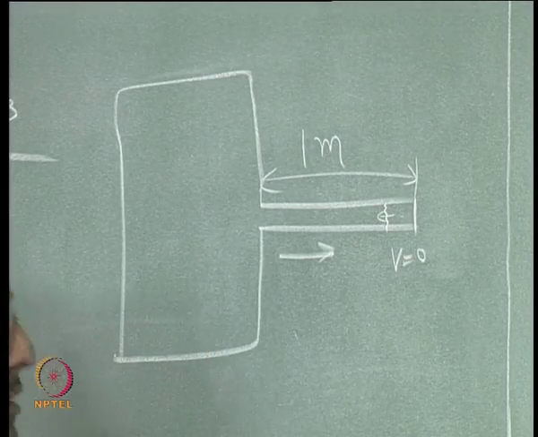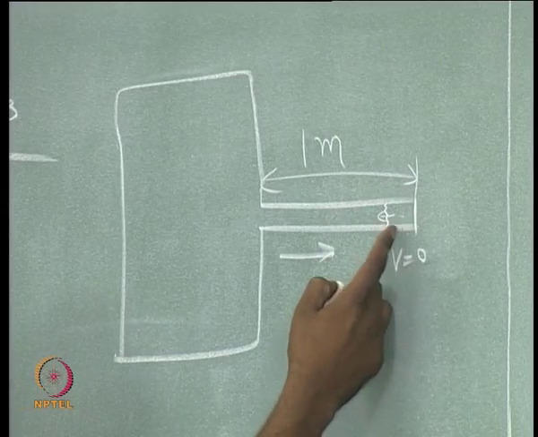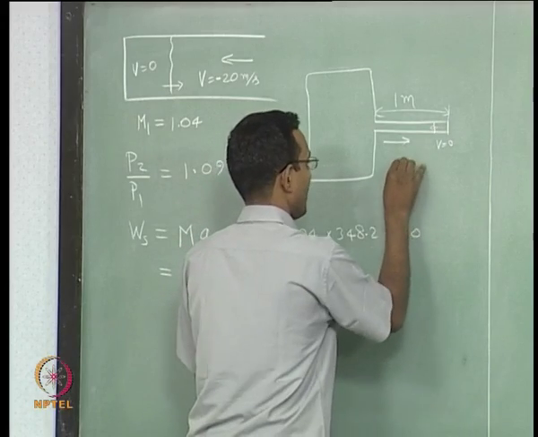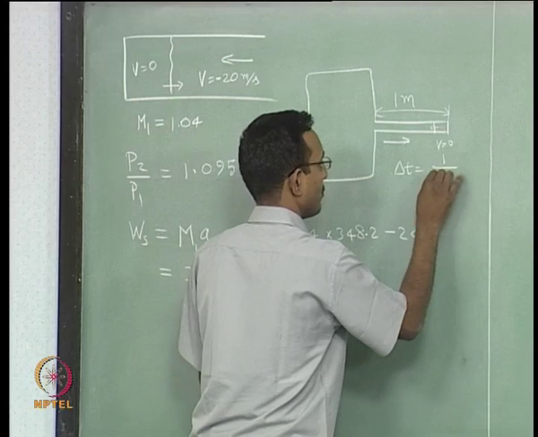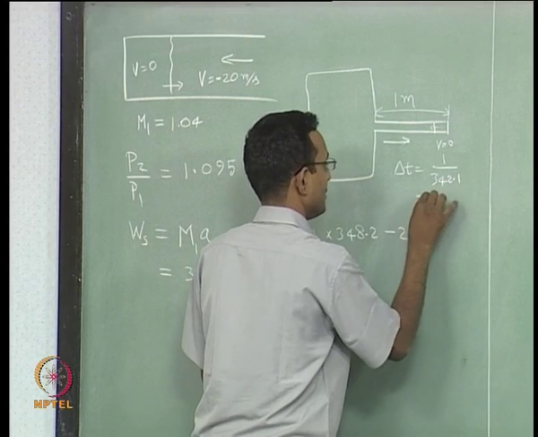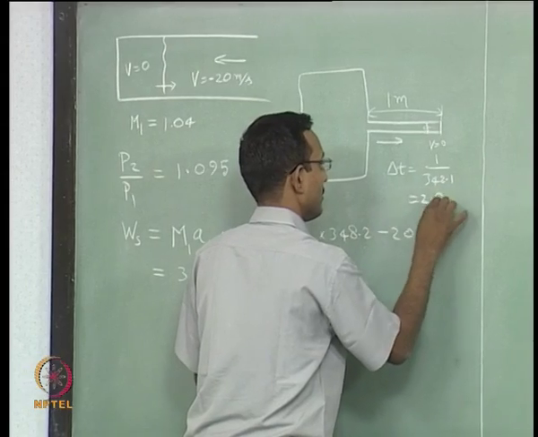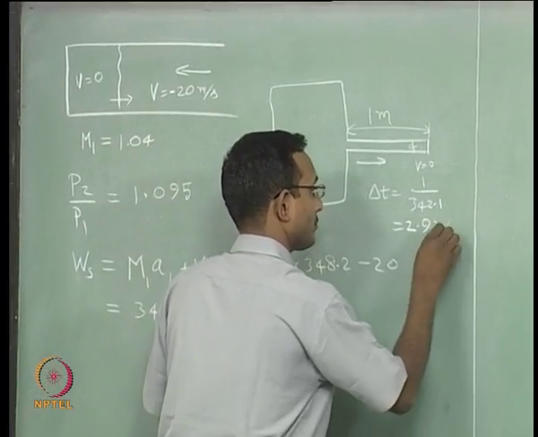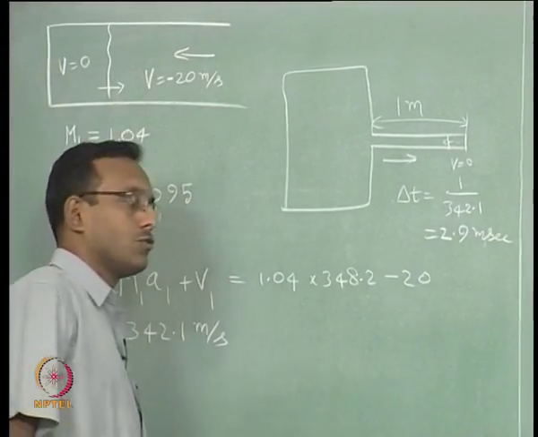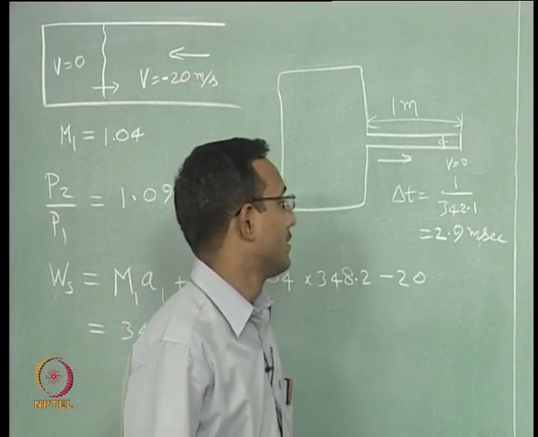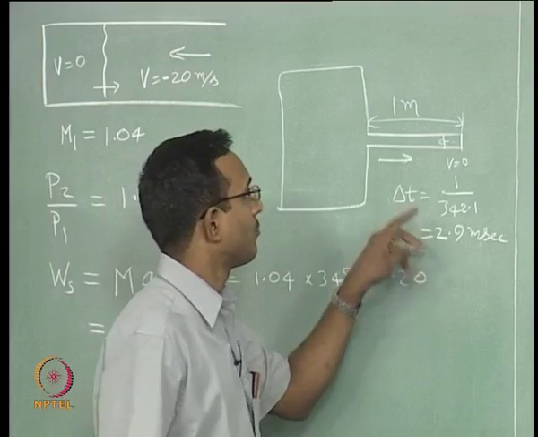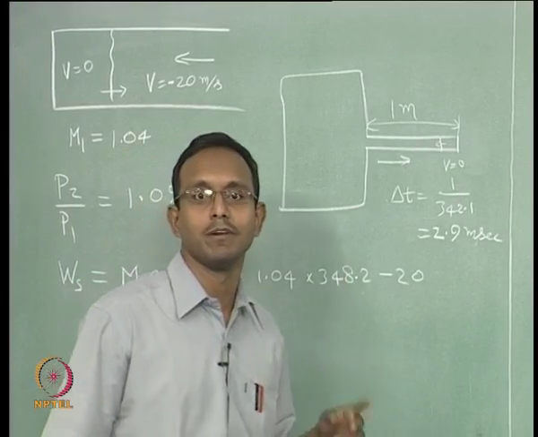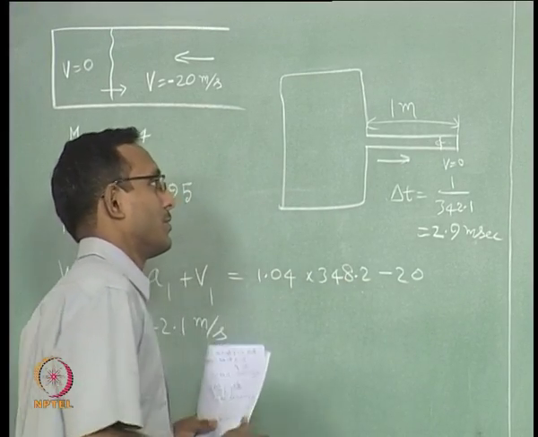So, how long will it take for this flow situation to change fully in the duct? If I think about it, there is 1 meter to be traversed by this whole shock. When the shock goes here, all the fluid inside is stationary. So, delta T will be 1 divided by 342.1, which is approximately 2.9 milliseconds, not meter per second, milliseconds. It takes such a short time for a 1 meter long duct to come to rest if the velocity initially was 20 meter per second. This is what you are going to see.